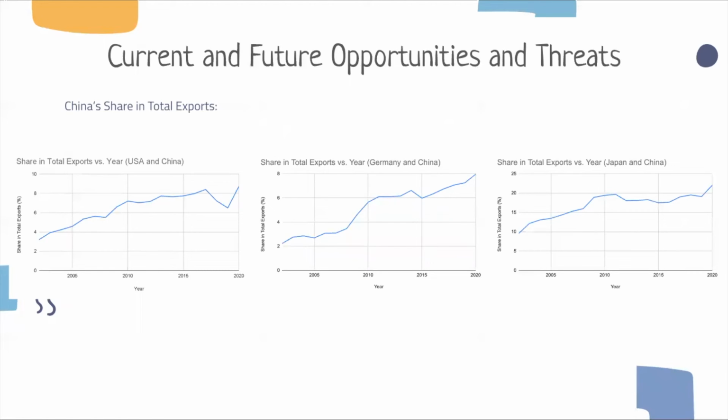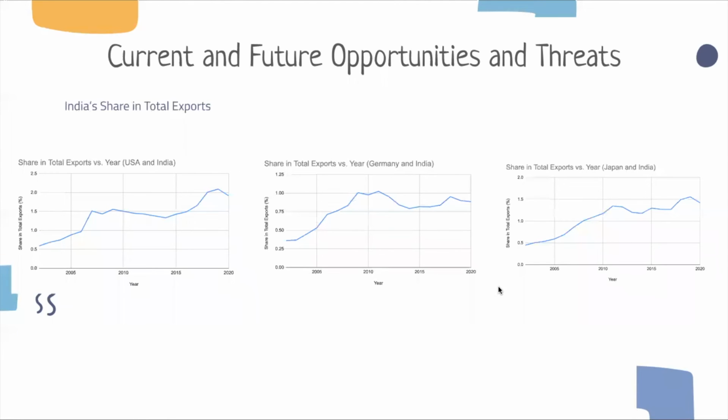So just to go quickly through the current and future opportunities and threats, this also goes along with the trends for all of the countries for the past 20 years. So to begin, we have China's share in total exports. And for all countries, it's trending upwards and it's relatively high. It's the highest in Japan, as you can see in the percentage of total exports. And then the imports is also similar. There's a little more fluctuation in terms of the increasing. As you can see, like 2015, they all trend downwards.